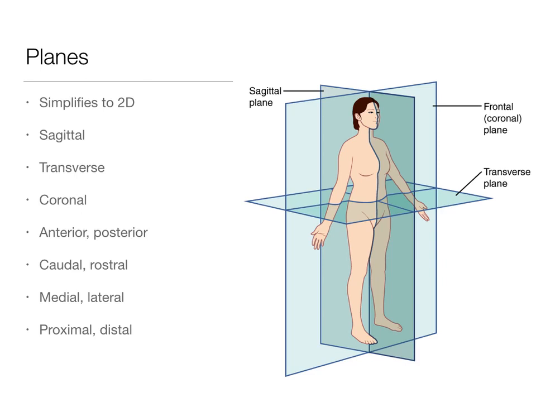Anterior refers to the front. Posterior refers to the back. When discussing the head and neck, caudal refers to the back and rostral refers to the front.